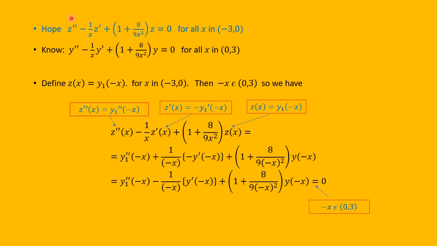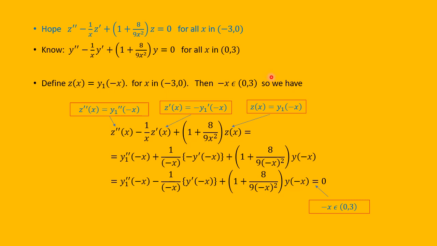We would like to show, we hope that this is true, the second derivative of z minus 1 over x times z prime plus 1 plus 8 over 9x squared times z equals 0 for all x between -3 and 0. You'll notice that this is the same equation that we had in terms of y earlier, but we know that this holds for all x between 0 and 3. I'd like to show that this one up here holds for all x in -3 to 0. So here's what we'll do. We'll define z of x to be y1 of minus x for x between -3 and 0. Then minus x is going to be between 0 and 3.